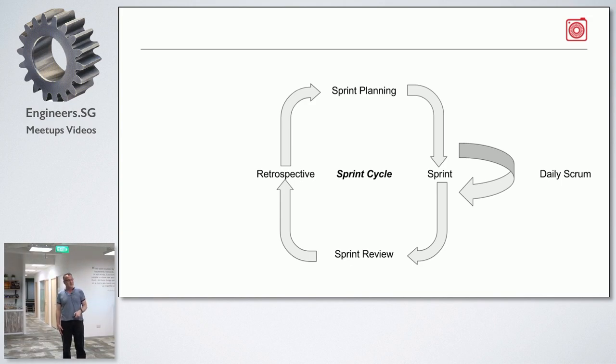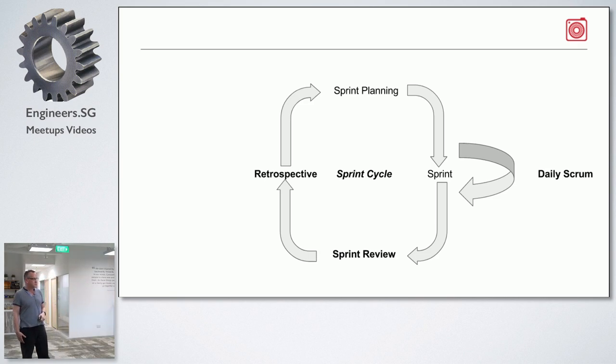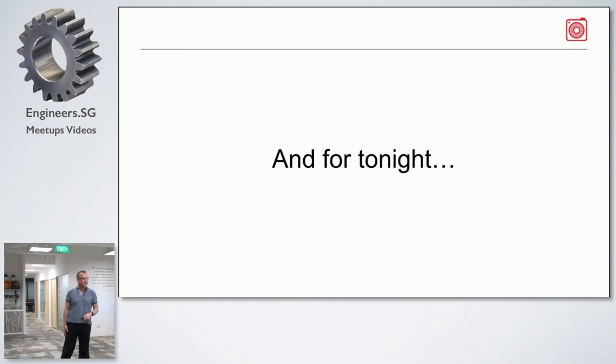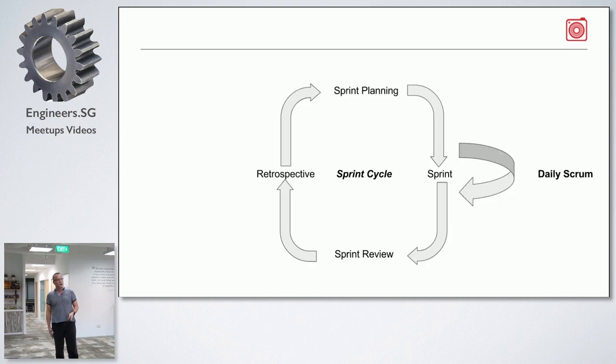What are the things we're going to talk about tonight? Where are the places where we're very strongly applying inspection and adaptation? Well, the first place is in terms of the daily Scrum, the sprint review, and the retrospective. This is really where it all happens, where you do inspection and adaptation.